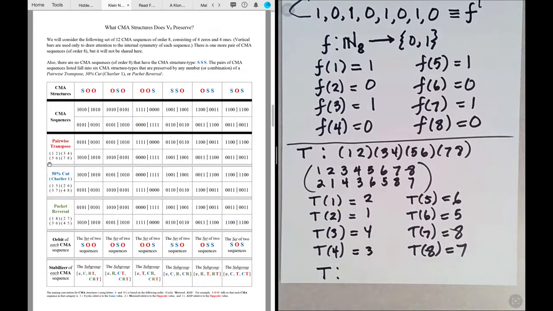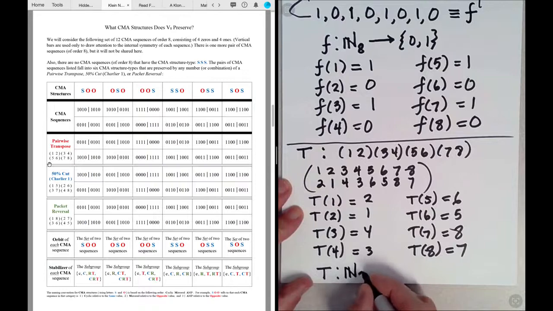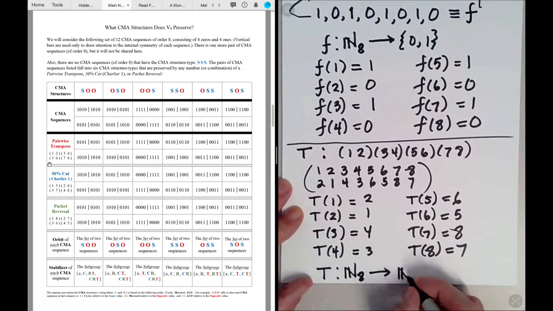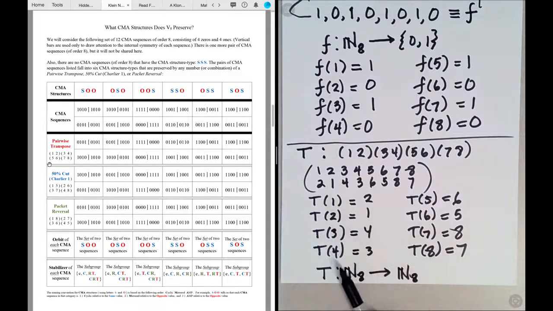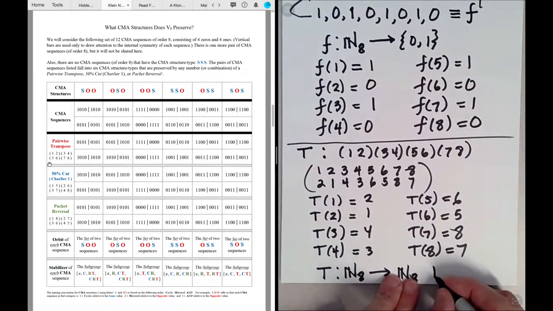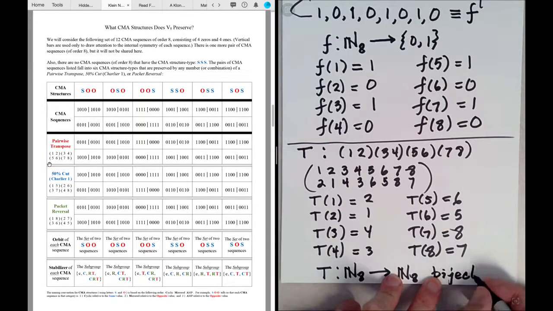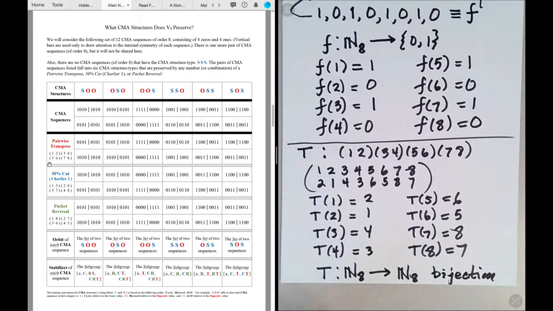the pairwise transpose is a permutation. A permutation is a bijection from some set to itself. Always. That's what a permutation is. It's a bijection from a set to itself. Well, what is the set that we're using here? Well, it's N8, right? Because that's what we're doing. We are just reordering the numbers 1 through 8. And here's the new order, 2, 1, 4, 3, 6, 5, 8, 7, okay? So T is actually a bijection. So, it's a function, it's a one-to-one onto function, okay?